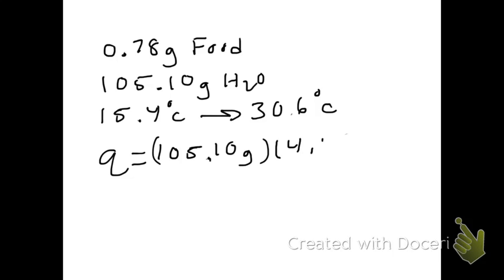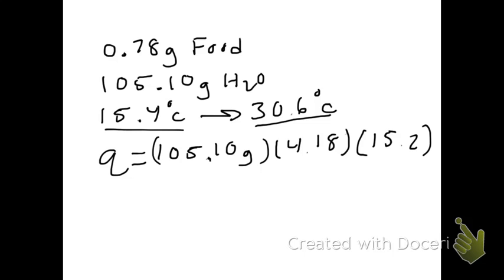4.18 times the change in temperature, which is 15.2 degrees C. Okay, and now we got the change in temperature. Remember, we just take our final temperature and subtract our initial temperature. So that ends up getting us 677.63 joules of energy.